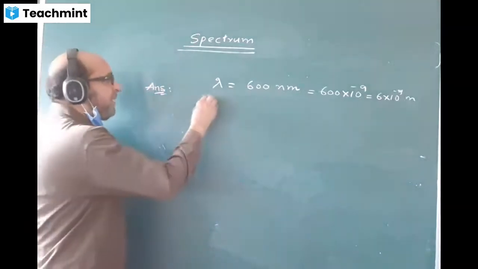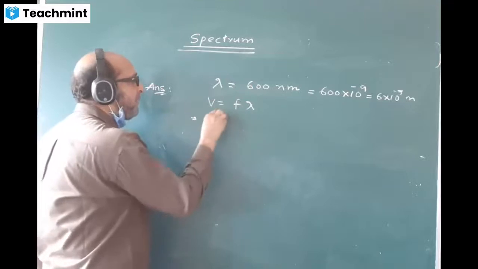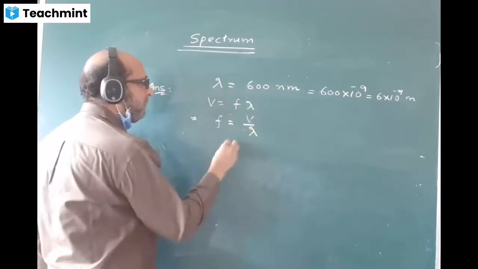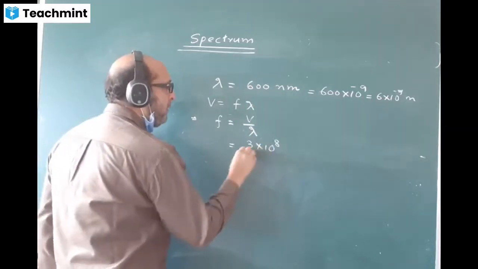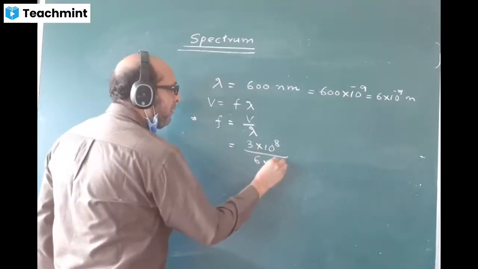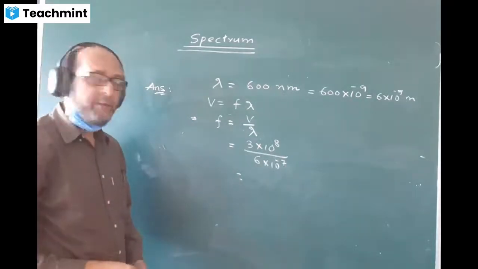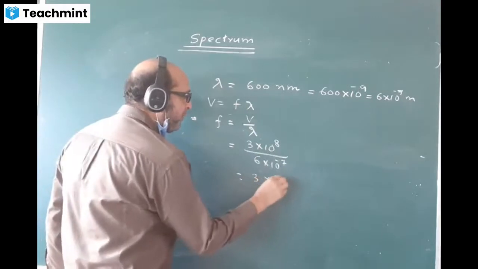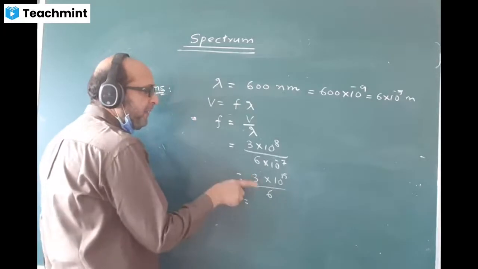Now, using the same formula, V equals F lambda, take F as the subject: F will be V upon lambda. I'll put the value of V, always 3 into 10 to the power of 8. Lambda is 6 into 10 to the power of minus 7. Let us simplify and find the answer. This becomes 3 into 10 to the power of 15 divided by 6. This number you have to make bigger.